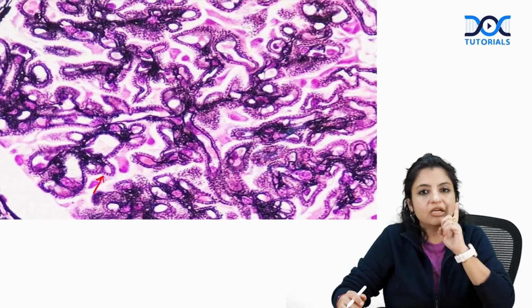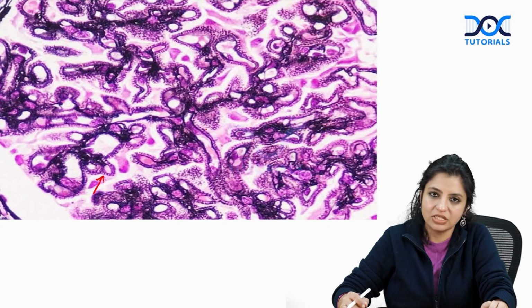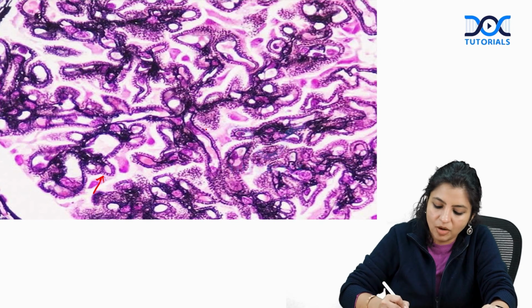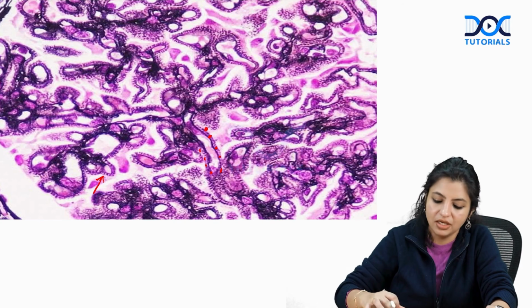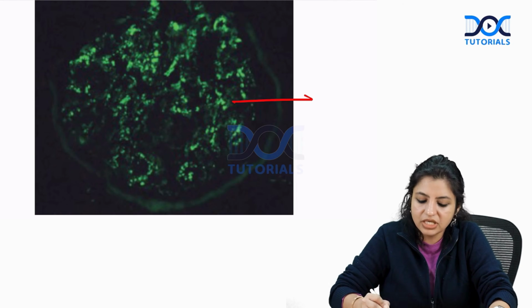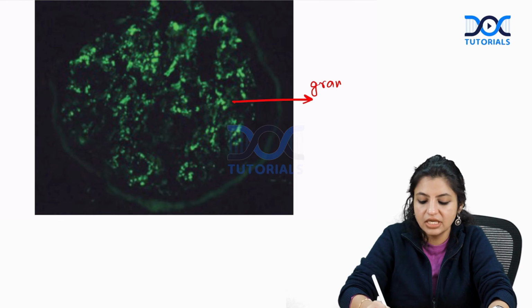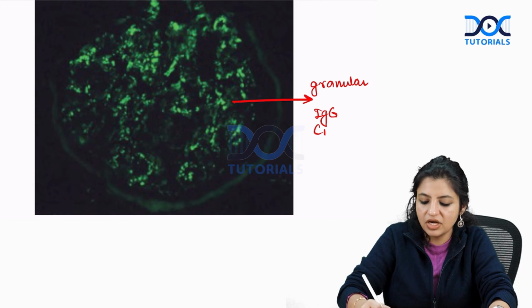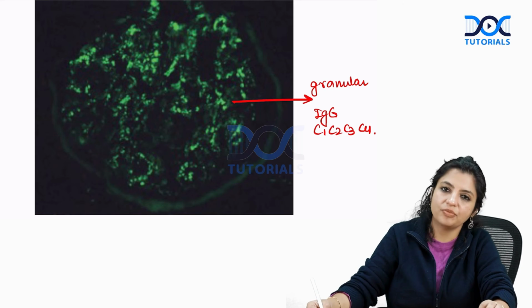Now, if you do the immunofluorescence in this, you will see a granular immunofluorescence. Granular means wherever the immune complexes are deposited, all those parts will start shining. So this is how it will appear. Look at this. Can you see the granules are coming everywhere in the kidney? This is what is called a granular immunofluorescence. And if you look at the composition, they are made up of IgG, C1, C2, C3, C4, everything is deposited here. So that's very characteristic of membranous nephropathy.